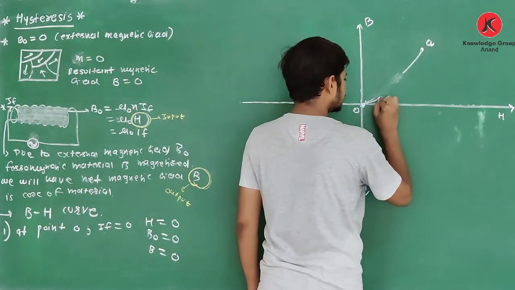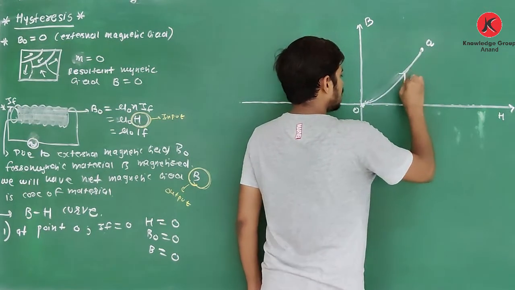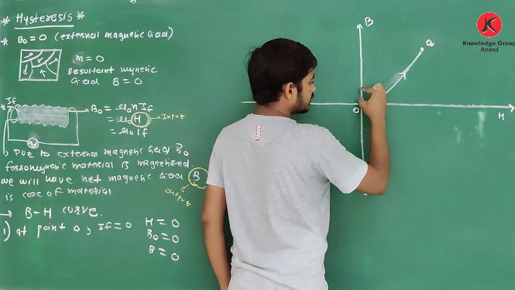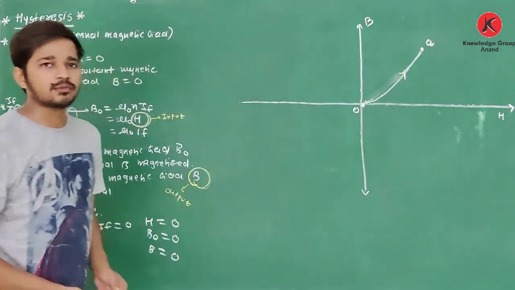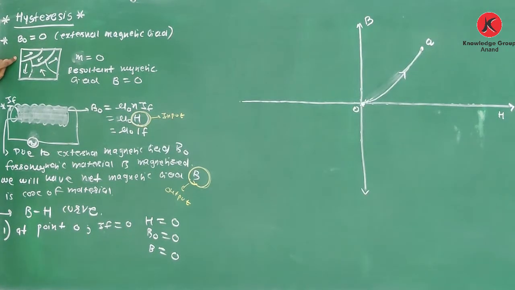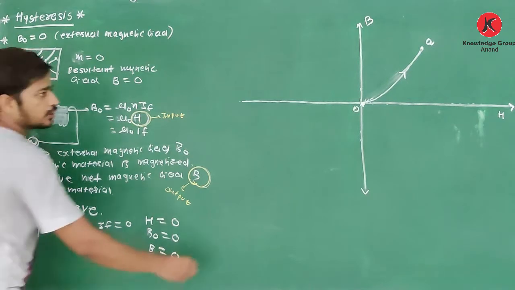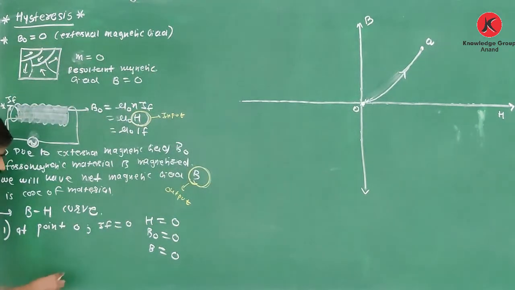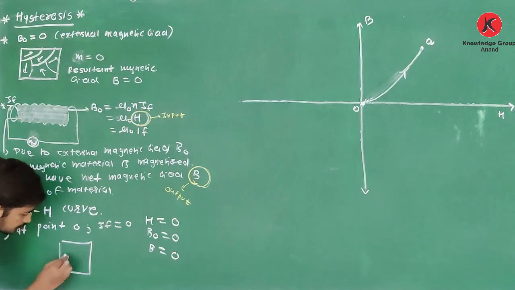Initially it is like this. With increasing current, there is no change in magnetic field. Why? Because initially each and every domain will have magnetic moment in random direction. At point O, the structure will be like this.